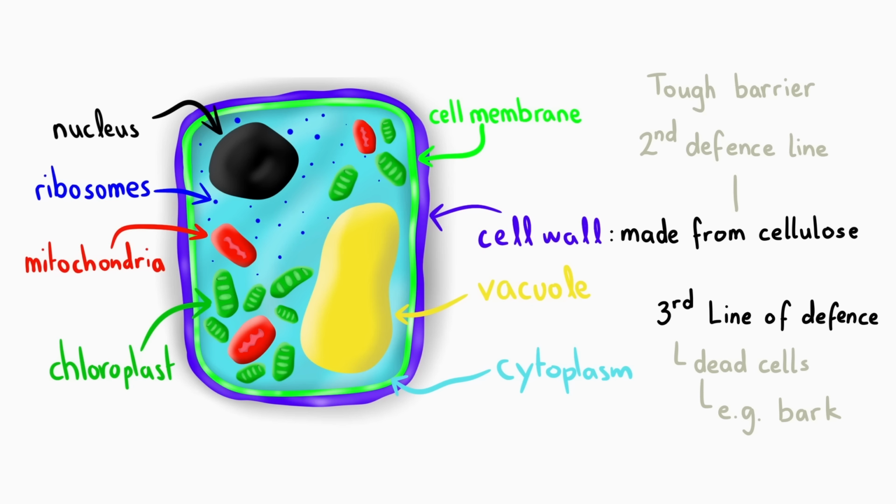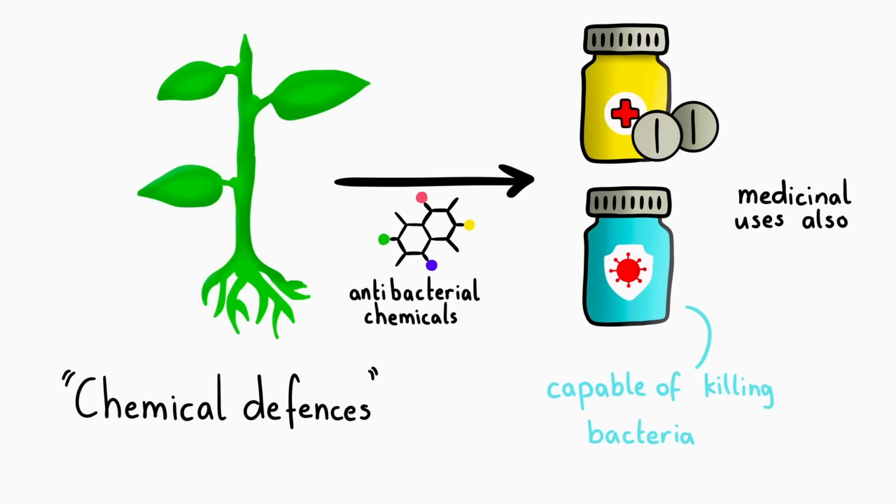Many plants, especially trees, have layers of dead cells around their stems. These form bark, which acts as an additional barrier to stop pathogens entering. If damaged, these outer layers can fall off, removing potential infection sites. Plants also employ chemical defenses. Some plants produce antibacterial chemicals that kill bacteria attempting to infect them.